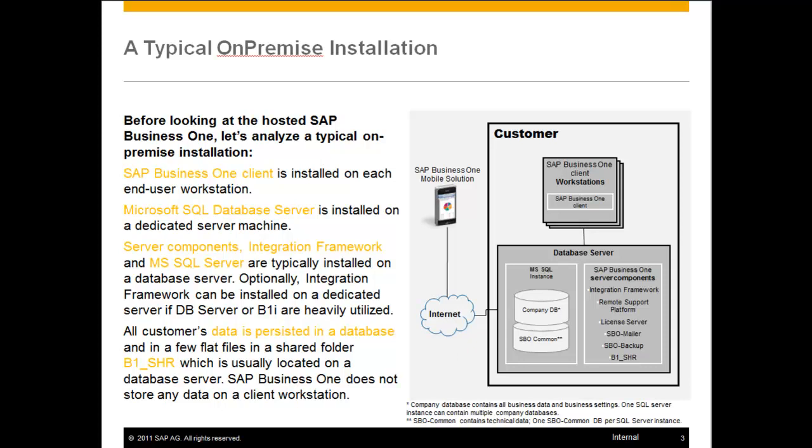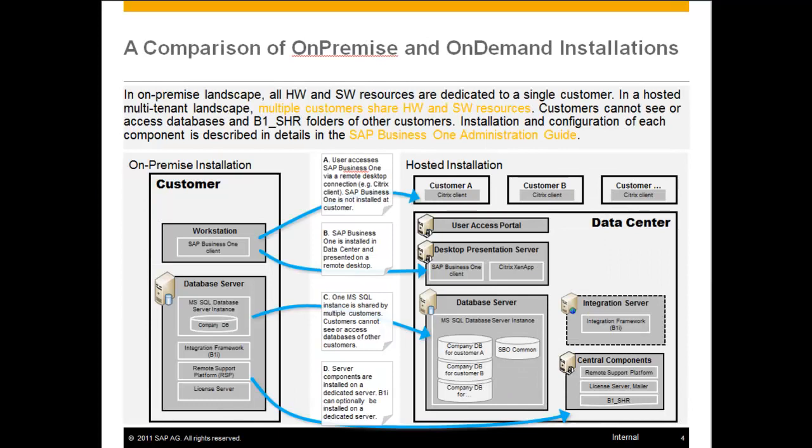Alright, so let's now talk about a comparison of what happens in an on-premise and an on-demand installation, just to make sure we're all talking about the same thing. In an on-premise installation, you are usually working with a scenario of one customer, one set of infrastructure. Okay, your Business One client, your database server, your company databases, and your SBO Common. Alright. However, in a hosted multi-tenant landscape, we're working on a scenario where multiple customers are sharing hardware and software resources.